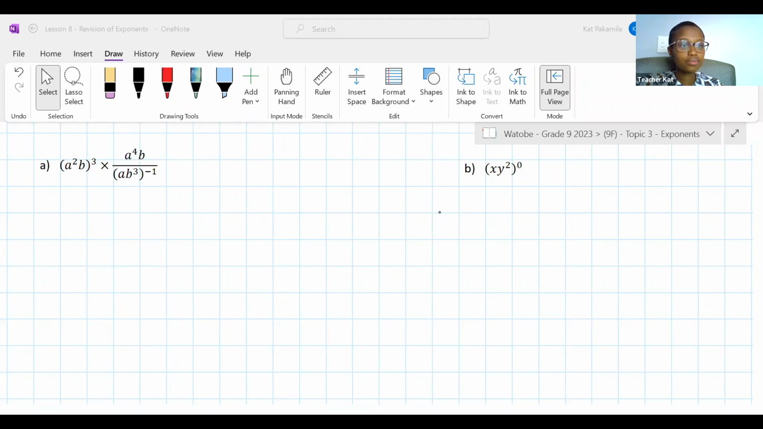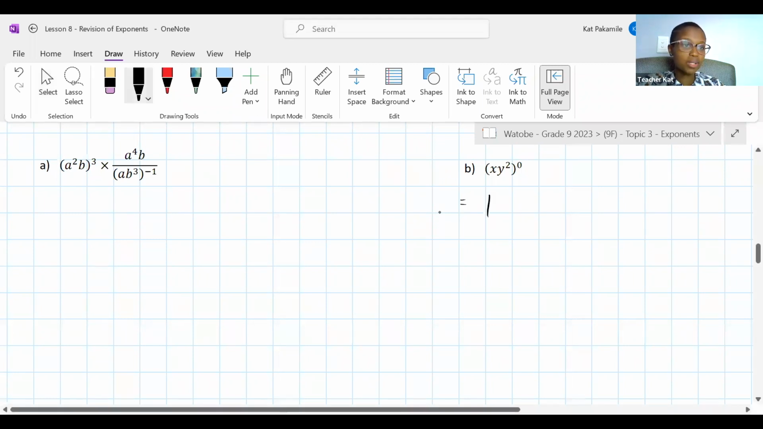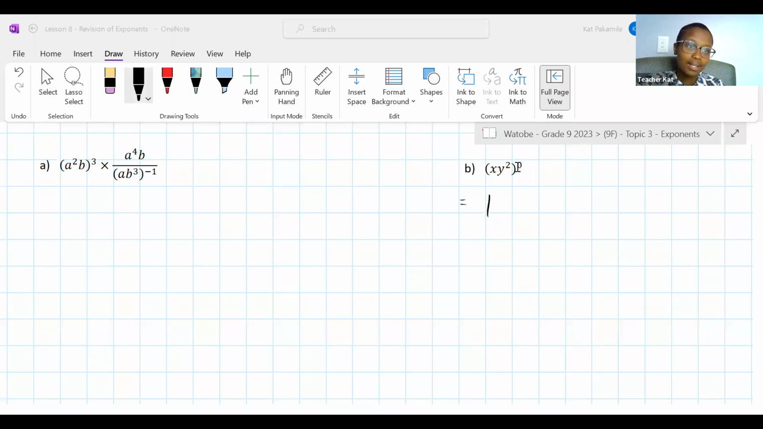Ma'am, your answer is 1. Thank you very much. Eddie doesn't like complicated stuff, guys. Eddie is just like, B is 1. Okay? Remember, anything that has an exponent of 0, in this case, it is the whole bracket to the exponent of 0. Therefore, the answer is just 1. Easy peasy, straightforward.